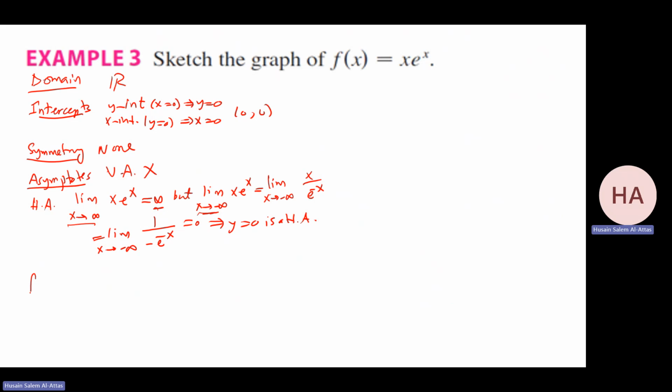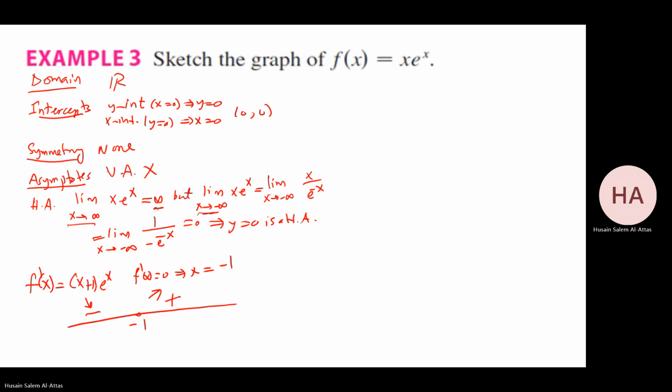Okay, now we'll do the f prime test. F prime will be what? We do the calculation. F prime will be x plus 1 times e to the power x. So f prime equals 0 gives x equal minus 1. So I need to put this, minus 1. I take a value before minus 1, minus 2. That gives me negative, and after gives me positive. So it's decreasing, then increasing.